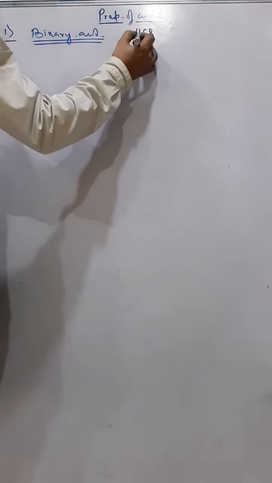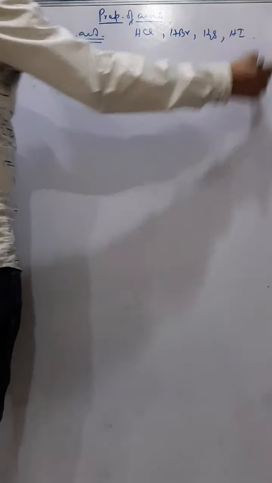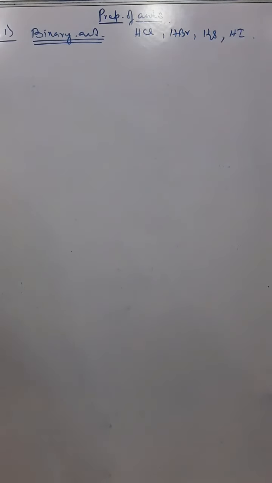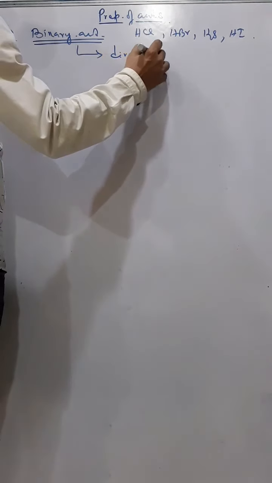Okay, now is the preparation of acids. Now the preparation of binary acids. What are binary acids? Binary acids means those which contain only 2 elements. Naturally one of them is hydrogen: HCl, HBr, H2S, HI, all these are binary acids, and these binary acids can be prepared by direct combination.